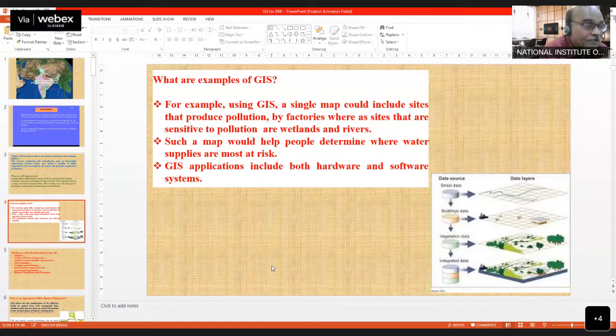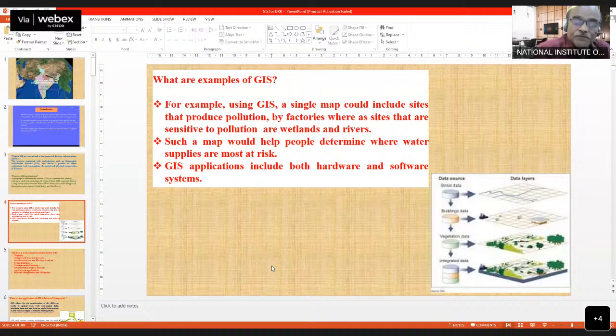So those things you can map properly in the ground as well as in the river, and you can manage. Such a map would help people to determine, and also, suppose the water in that area is contaminated, you can alarm the people in that area, not manually. You can see it through the computer-generated map, and accordingly you can alarm them. So this is the vulnerable area, especially from the pollution point of view of water, groundwater or surface water.